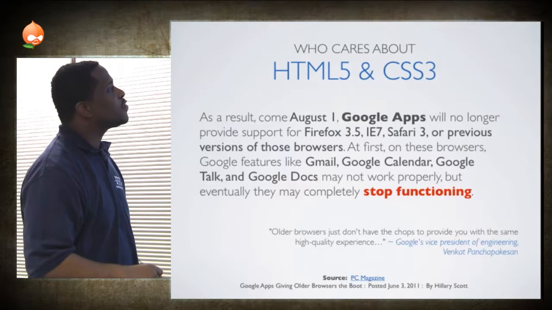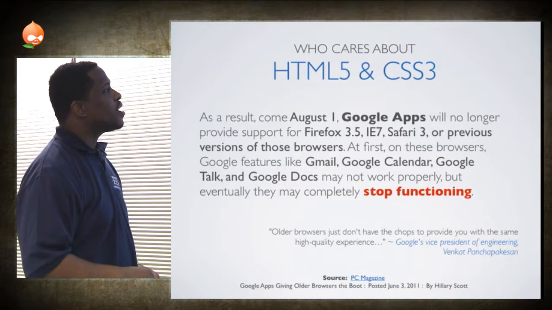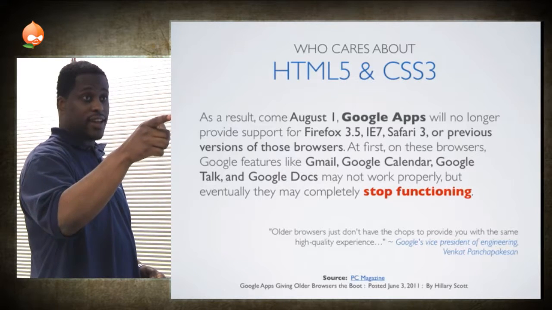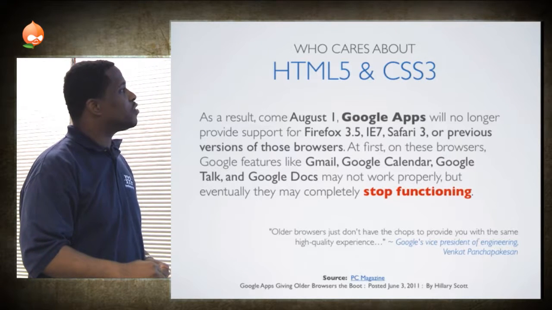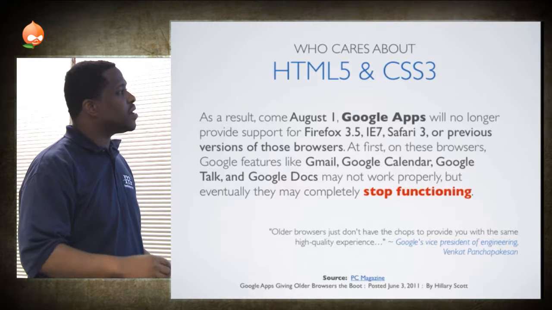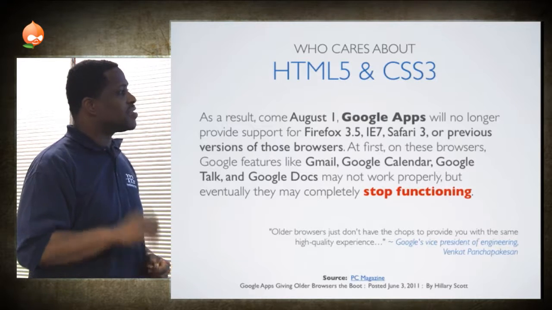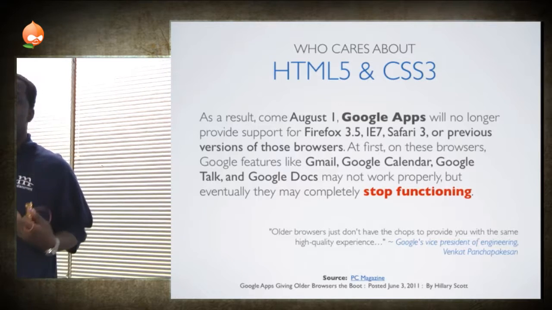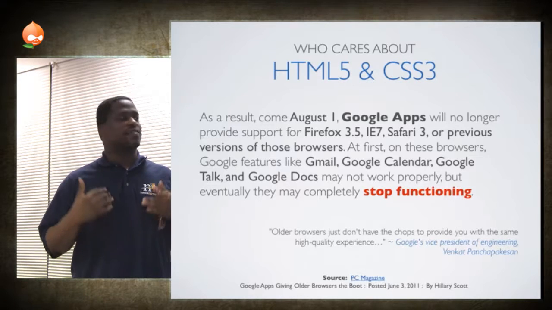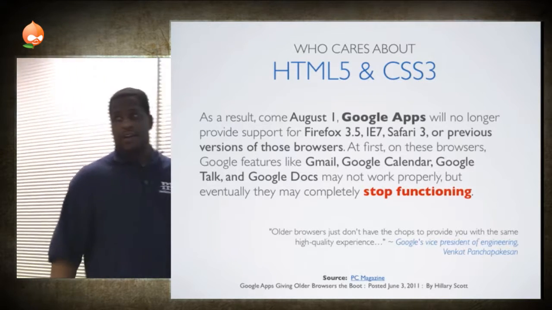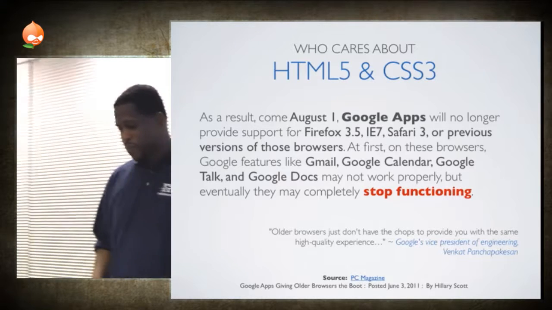As a result, come August 1st of this year, Google Apps will no longer provide support for Firefox 3.5, IE7, and Safari 3 as the previous versions of those browsers. At first, on all these browsers, Google features like Gmail, Google Calendar, Google Talk, and Google Docs may not work properly, but eventually they may completely stop functioning. See, IE7? That's what you tell your clients. Google is not even going to support it. I deal with IE7 on my job, and it's frustrating because clients want it to support IE7. This is something I'm going to use. Say, well, everybody's changing. They're not going to be supporting it.